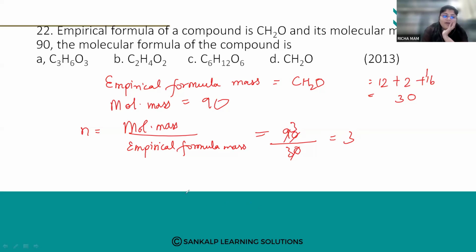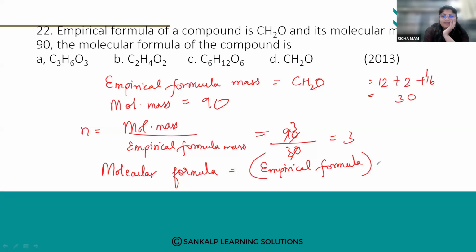So now what we are going to do? Molecular formula is equal to empirical formula into n. So you have to multiply the empirical formula, that is CH2O, into n, that is 3. So what is the formula, students? Which is the answer?